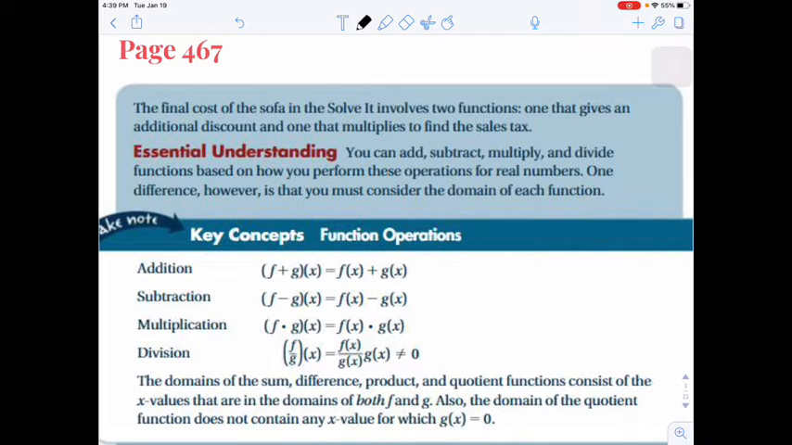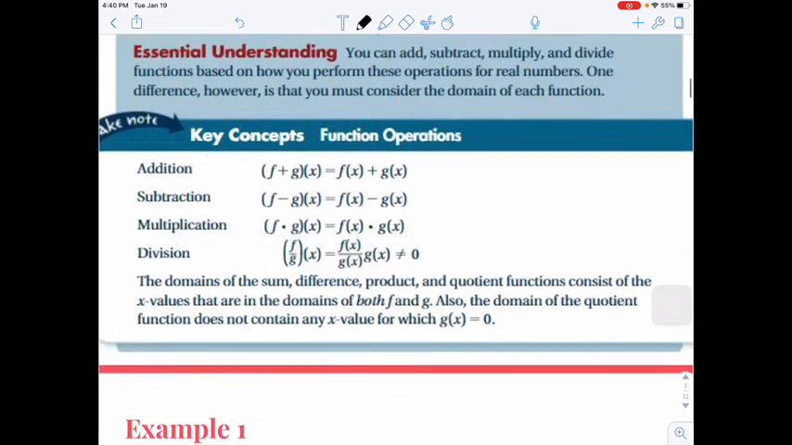For addition, we have f plus g of x is equal to f of x plus g of x. Subtraction, f minus g of x is equal to f of x minus g of x. Multiplication, f times g of x is f of x times g of x. And division, f over g of x is equal to f of x divided by g of x, where g of x cannot equal 0. The domains of the sum, difference, product, and quotient functions consist of the x values that are in the domains of both f and g. Also, the domain of the quotient function does not contain any x values for which g of x equals 0.